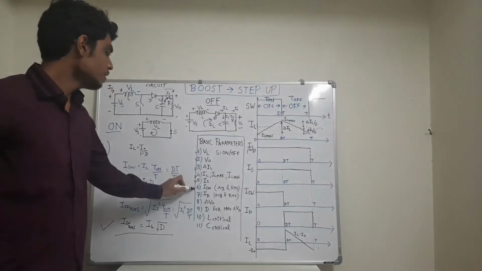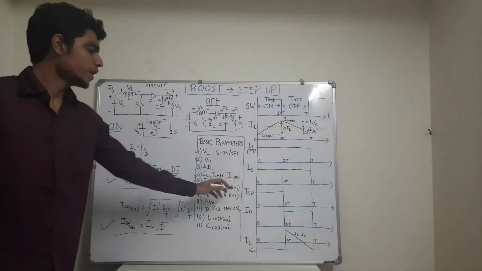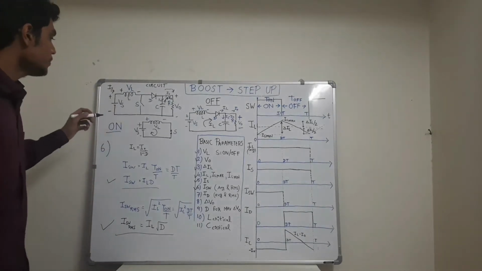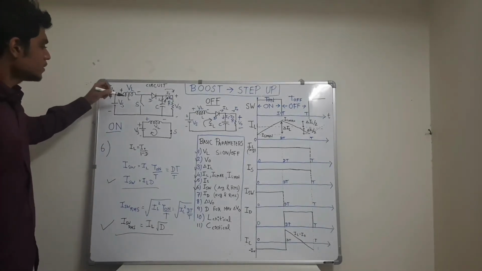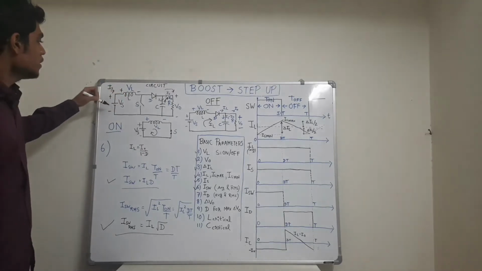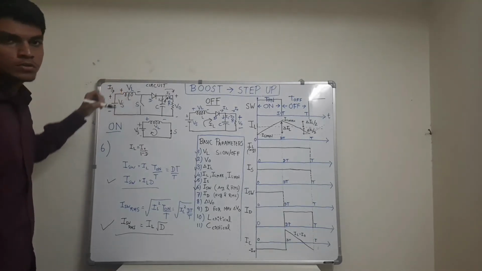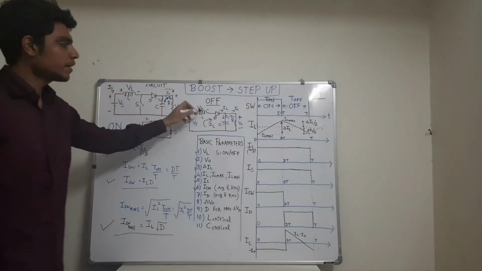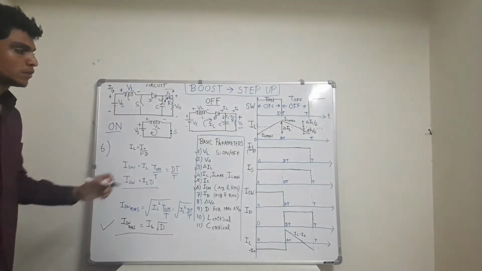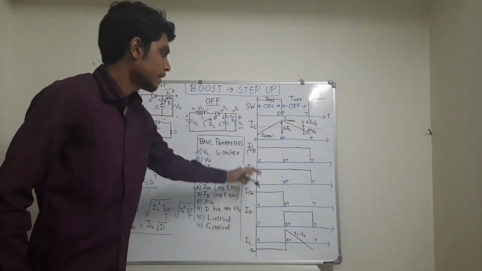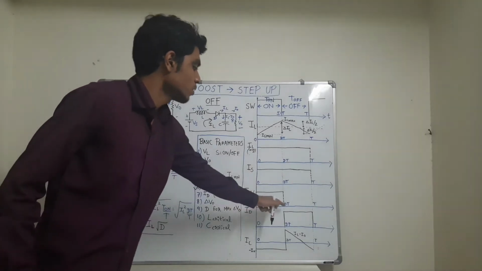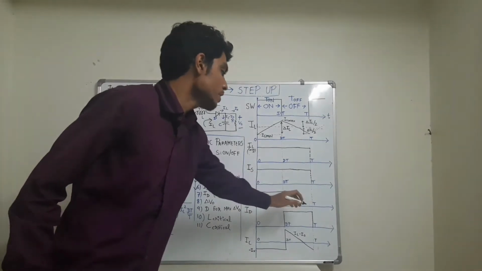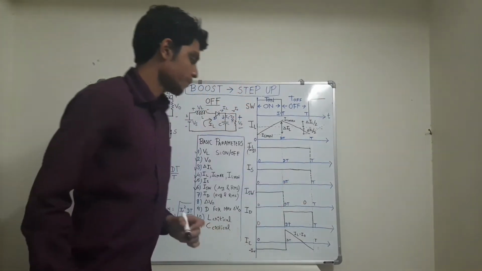The sixth parameter, the switch current, average and RMS value, we will derive using the concept that whenever the switch is on, the inductor current flows through the switch. But as soon as the switch becomes off, the inductor current does not flow through the switch. So the switch current waveform can be denoted as, for 0 to dT, it has the same value as IL, but for time dT to T, it has value 0.